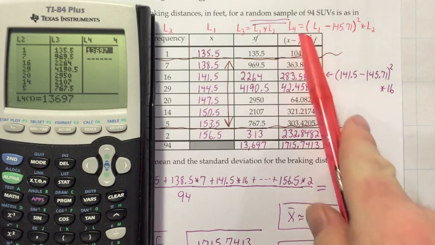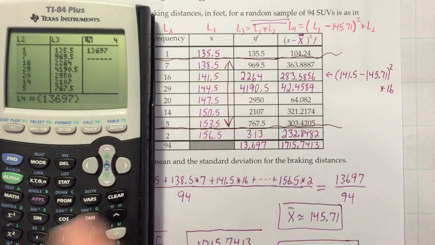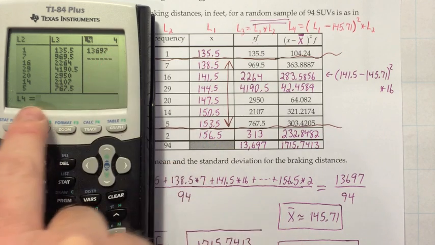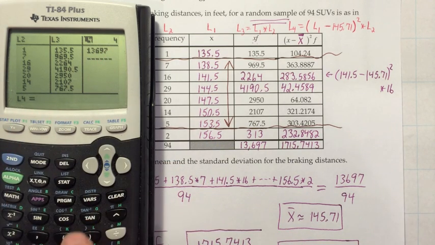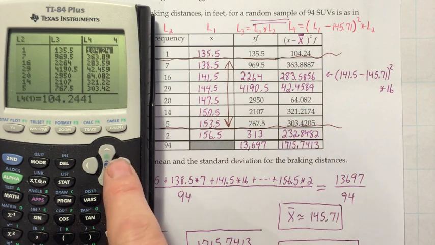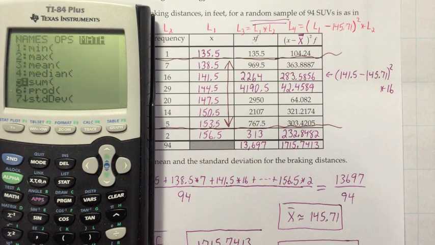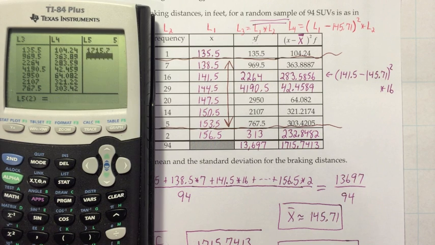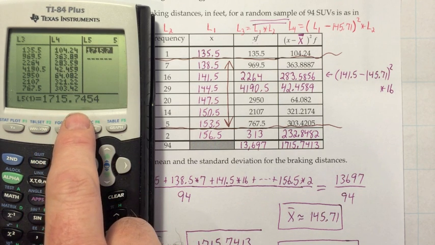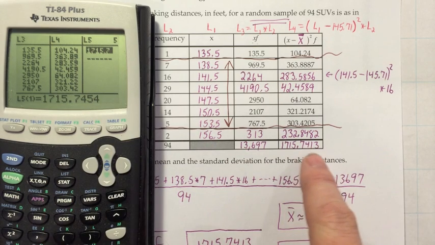And if I type that in, that'll generate all these numbers for me at once. So let me show you what that looks like. Go up to L4, hit clear. So now down here L4 is blank. What do we want it to be? Open parentheses, L1 minus the mean, which is 145.71, close parentheses, square, and times the frequencies, but those are in L2. And if I do that and press enter, it's going to generate this list for me again. If I move over a column and go to second, list, math, and sum, I can get the sum of that new column, which is 17157454.